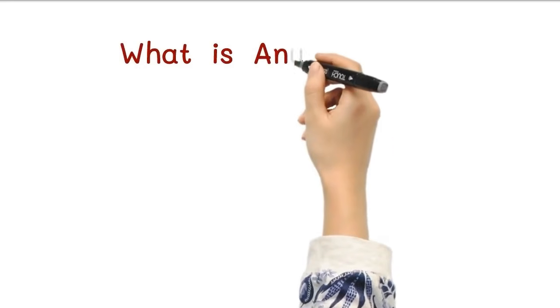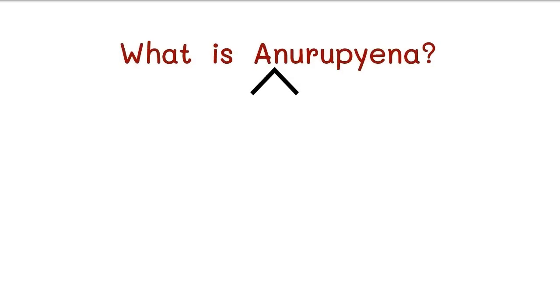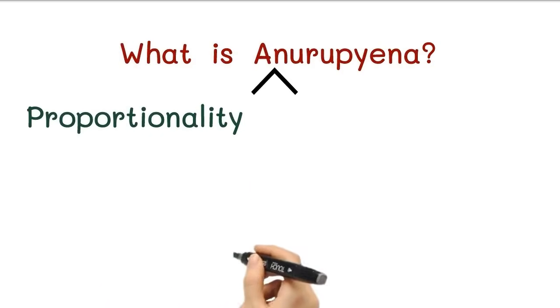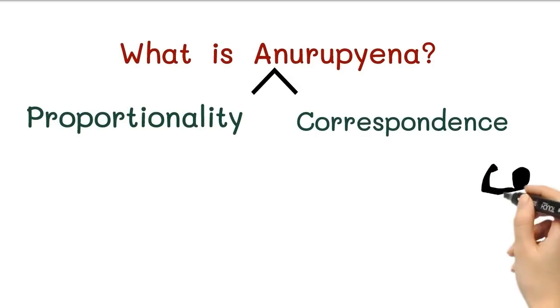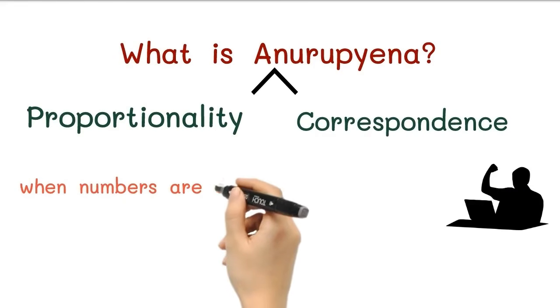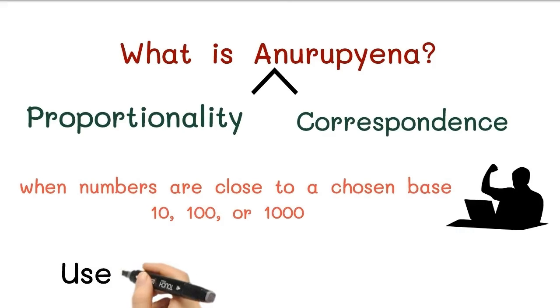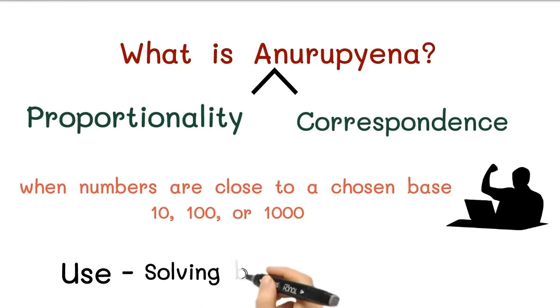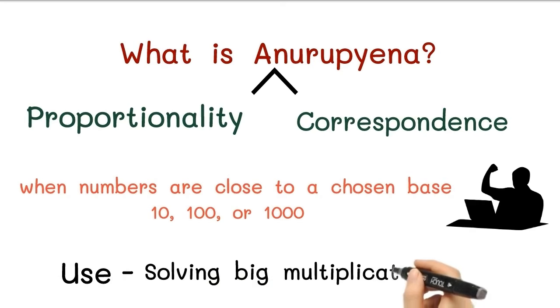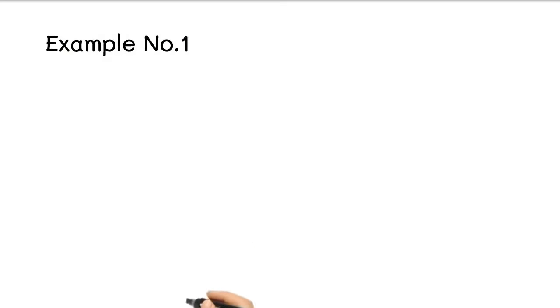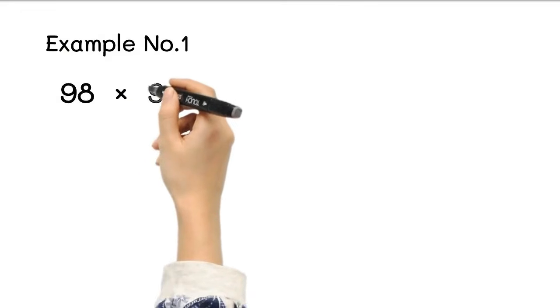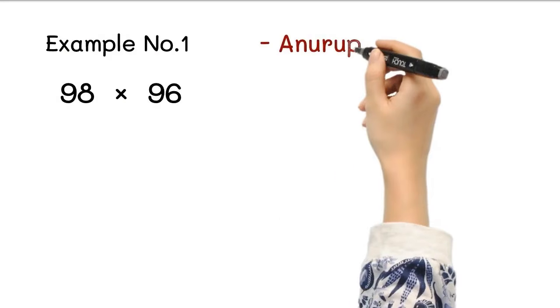What is Anurupyena? The word Anurupyena means proportionality or correspondence. This sutra helps in quick multiplication when numbers are close to a chosen base, like 10, 100, or 1000. Why is this useful? This trick helps in solving big multiplications faster without long calculations. Let's solve some examples. Example number 1 is 98 times 96 using Anurupyena.